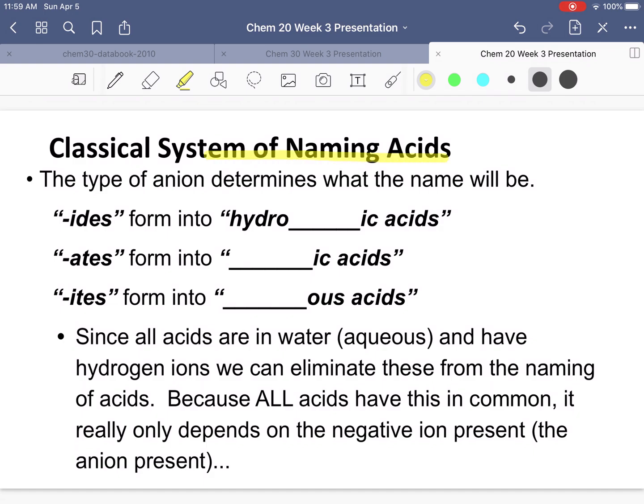Now we go into classical. This one has a little bit more of a trick to it, and you're going to have to spend a bit more time figuring out what's what. The key, though, is to focus on the anion, and that'll make a huge difference.